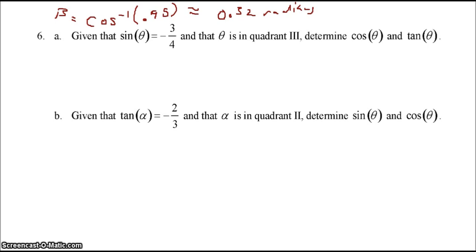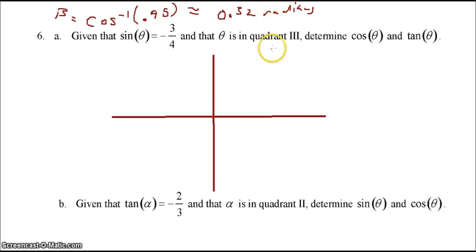Given that sine of theta equals -3/4 and theta is in quadrant 3, determine cosine theta and tangent theta. So here's quadrant 1, quadrant 2, quadrant 3, and quadrant 4. And sine of theta is -3/4.